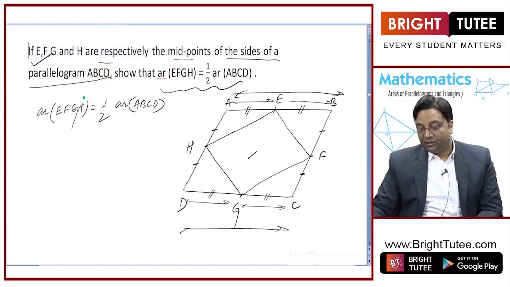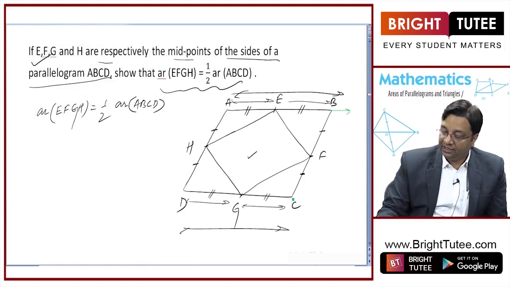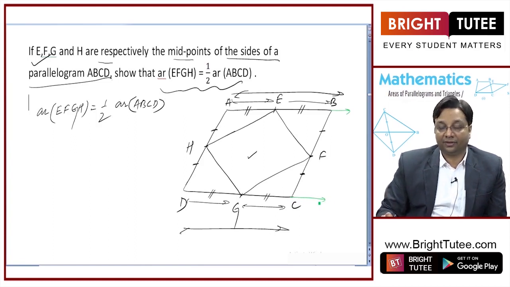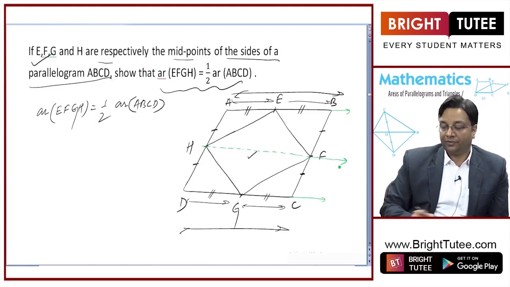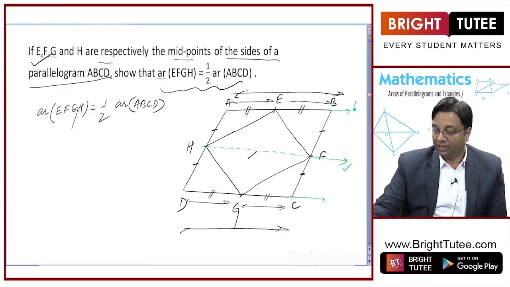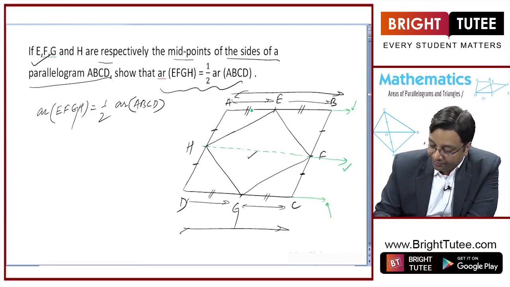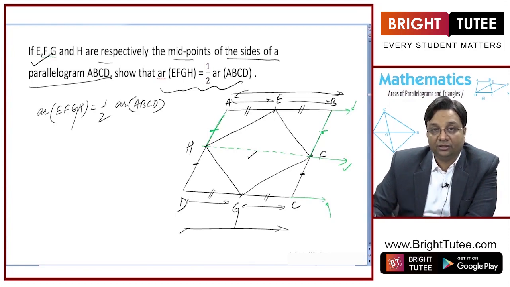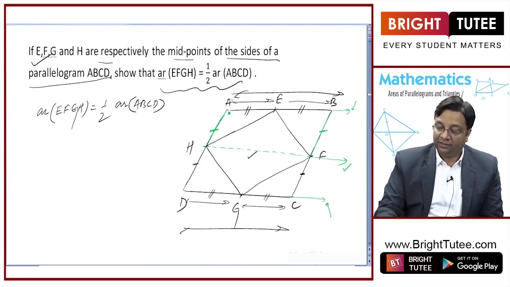Okay. So, now see, these two lines, that is AB and DC, are parallel. Okay. If I draw a line passing through the midpoints H and F, will this line be parallel to these two lines? Yes, it will be parallel. Why? Because this line here is parallel to this line and this segment is equal to this segment. So, if opposite sides of a quadrilateral are equal and parallel, then that quadrilateral is a parallelogram.